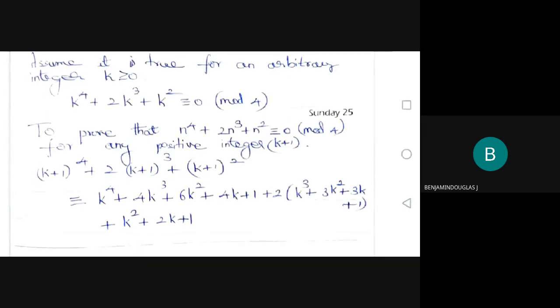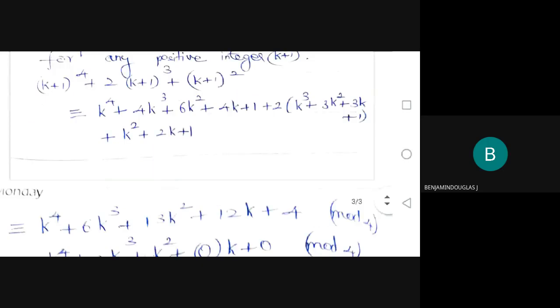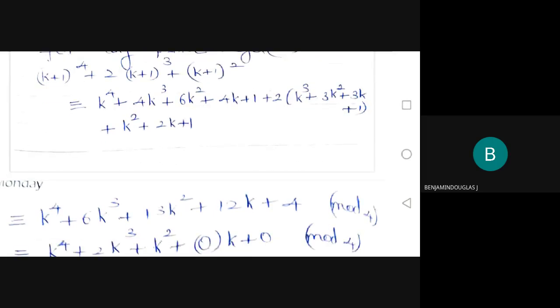Now this can be simplified. Actually k power 4, then 4 cube plus 2k cube, that is 6k cube, then 6k square plus 6k square, then again a single k square, which equals 13k square, then 4k plus 6k plus 2k, that is 12k, then 1 plus 2 plus 1, that is 4.